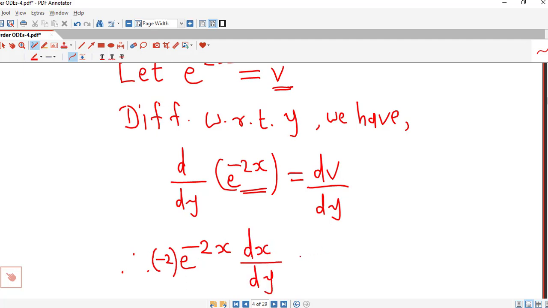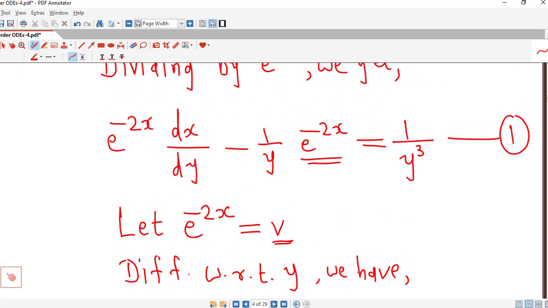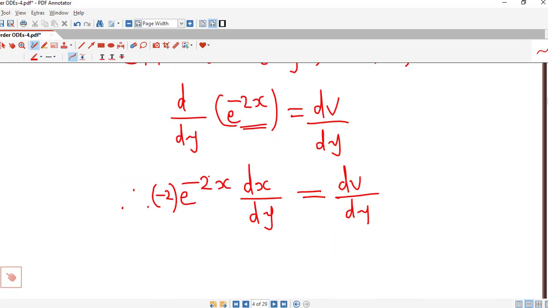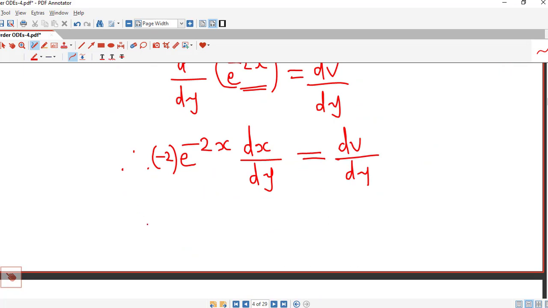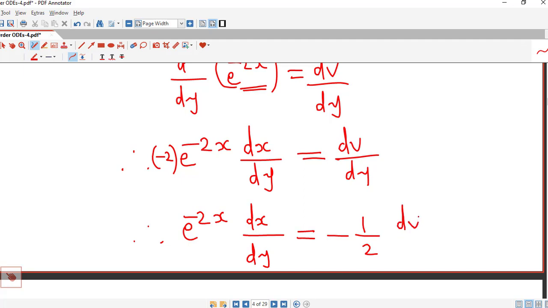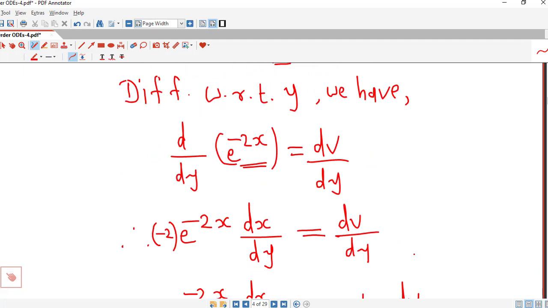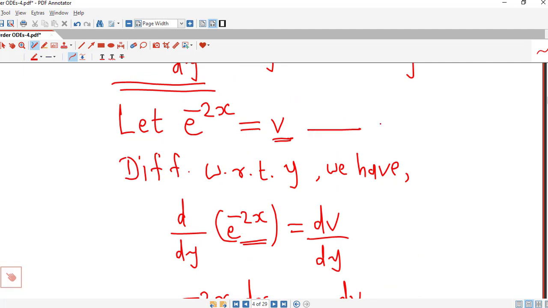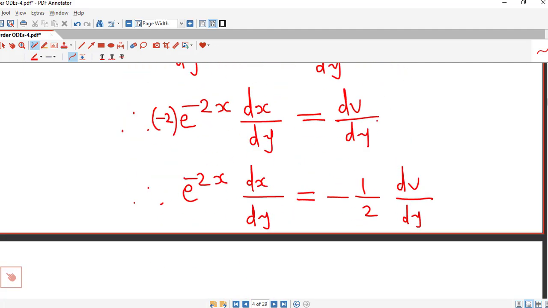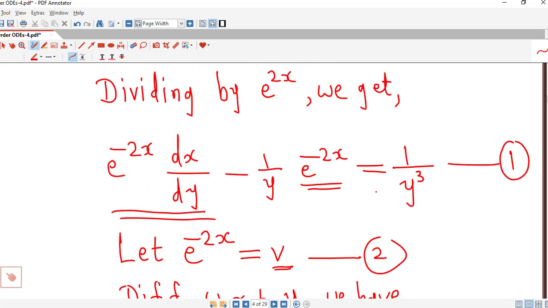The derivative of e raised to minus 2x is e raised to minus 2x into minus 2 into dx by dy. This is, by chain rule, equal to dv by dy, and here we require e raised to minus 2x dx by dy. So we can take this minus 1 by minus 2 on the right hand side, and we will have this equal to minus 1/2 times dv by dy. So we give this number 2, and we give this number 3, and we use 2 and 3 in 1.